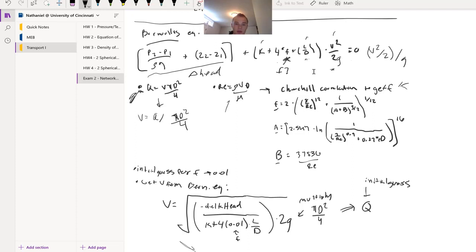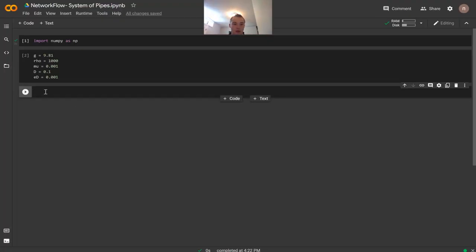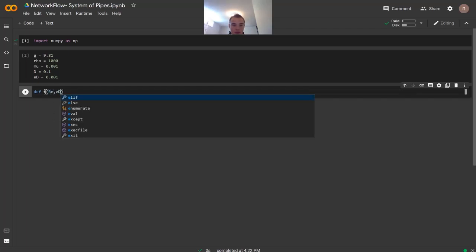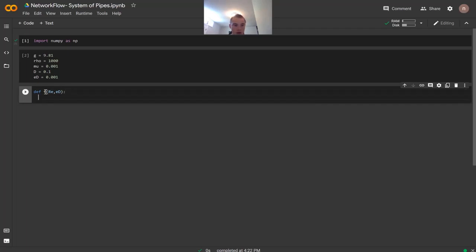And right here we also have our Reynolds number, which is equal to rho V D over mu, mu being the viscosity. So we're going to go back to Colab, and we're going to need to create a function that's going to end up calculating our Fanning friction factor F. In order to do that, we can start a function. We'll just call this F. It's going to take in arguments Reynolds number and relative roughness, which is ED. And then enter.